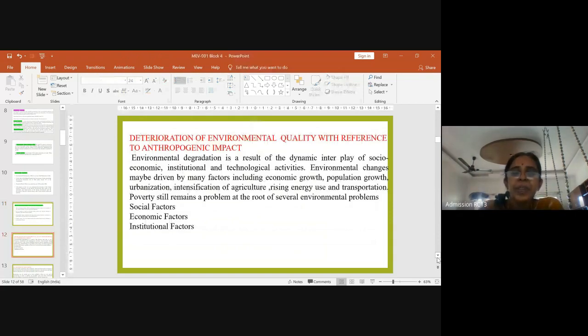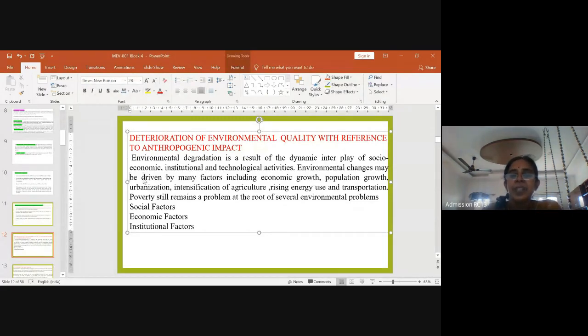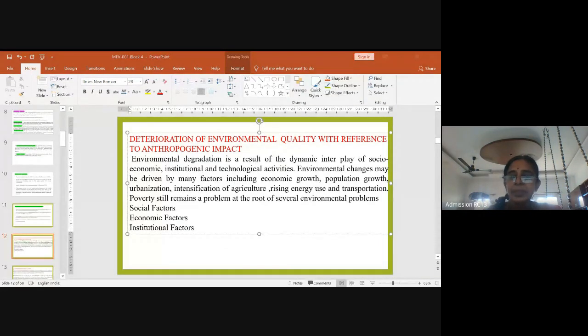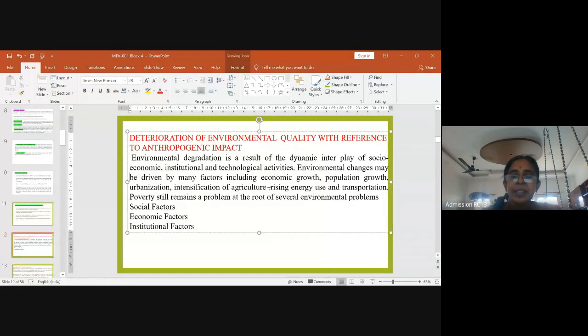The deterioration of environmental quality is with reference to anthropogenic impact. Environmental degradation is a result of socio-economic, institutional, and technological activities. The environmental changes may be due to a number of factors, which include economic growth, population growth, urbanization, intensification of agriculture, rising energy use, and transportation. Poverty still remains a problem at the root of several environmental problems. The anthropogenic impact includes the social factors, the economic factors, and the institutional factors.